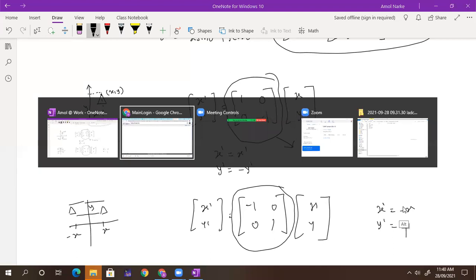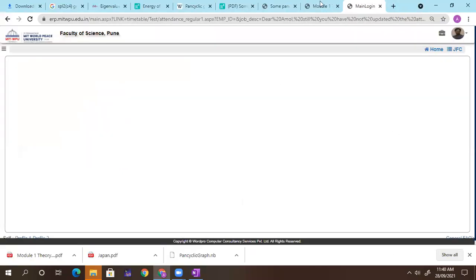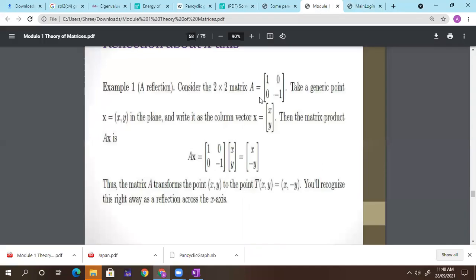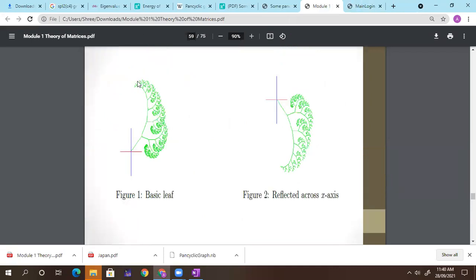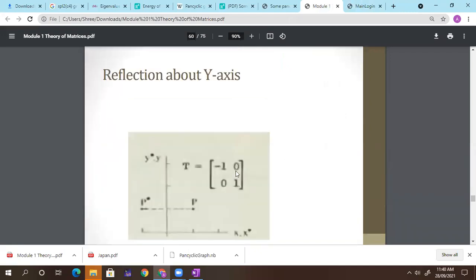This is what I have given here. See, 1 0, 0 minus 1 is the reflection matrix corresponding to x. See, this is the figure. If I want to reflect that point to below, only the y coordinate changes. When the y coordinate changes, it means reflection is done with the x-axis, and similarly for reflection with the y-axis, this matrix will be used.